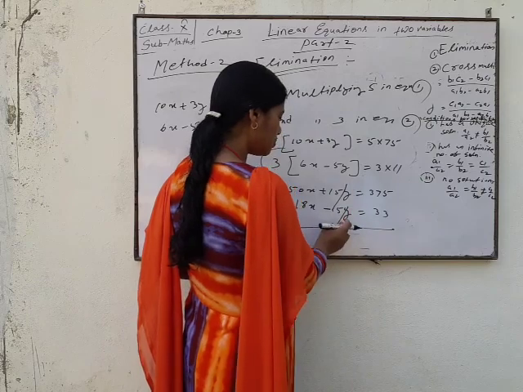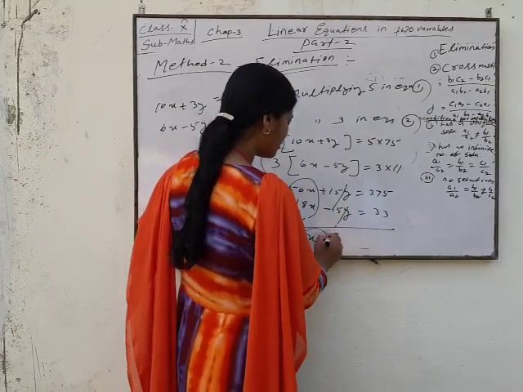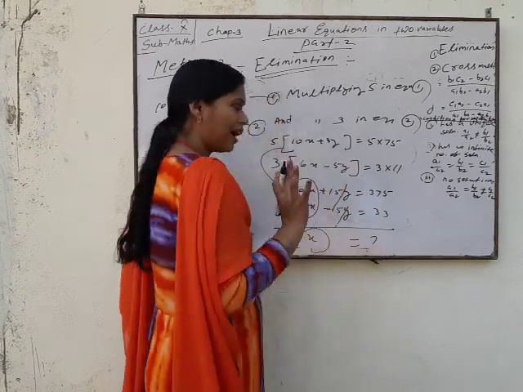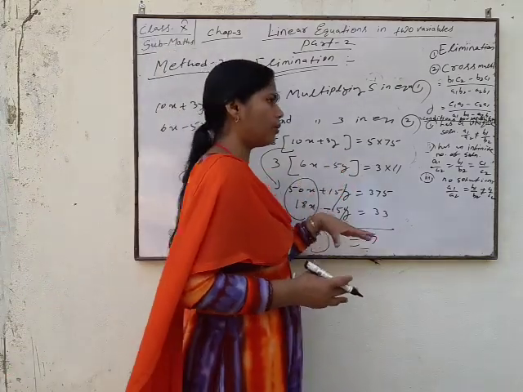It means both y terms are eliminated, they will cancel, and x is left. Then find the value of x, and then put the value of x in any one equation, then we will get the value of y.